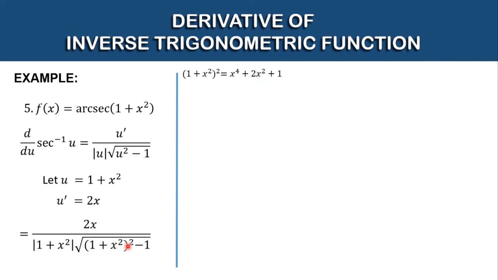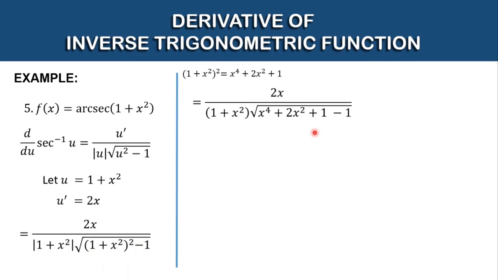Okay? So by substitution, we have this. So 2x pa rin yung nasa itaas. And naging parenthesis na yung ating absolute value kasi kinuha na natin yung mismong absolute value ng 1 plus x squared, which is itself. So 1 plus x squared. Then dito sa loob ng ating radical, we have x raised to 4 plus 2x squared plus 1. So yun yung part na ito.